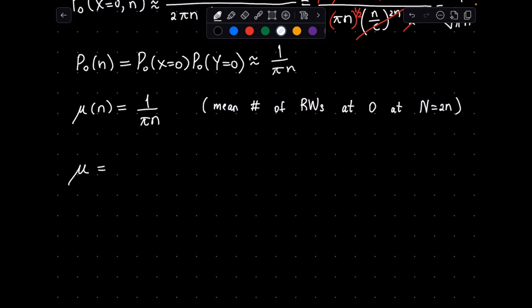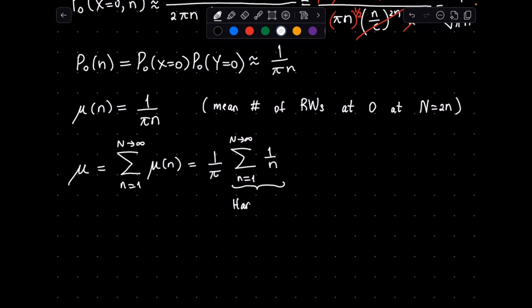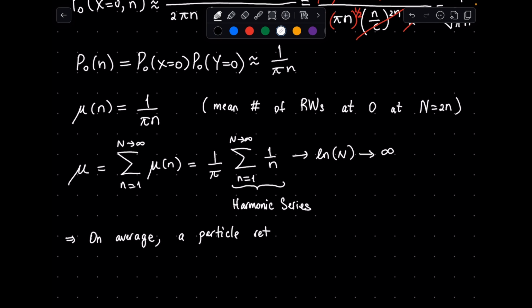To get the net mean number of walkers that come back to its origin, we need to do a summation from 1 to infinity. Plugging in mu_n from the above expression gives us this summation, which is known as the harmonic series. For a particular value of n, it converges to natural logarithm n, which goes to infinity as n goes to infinity. In other words, this is a divergent series. What this means is that, on average, a particle returns to its origin infinitely many times.